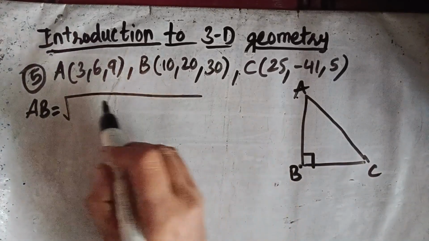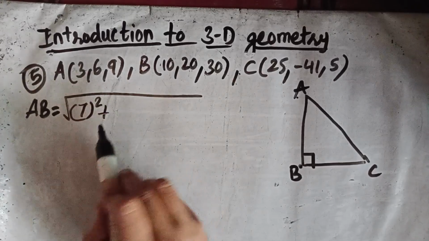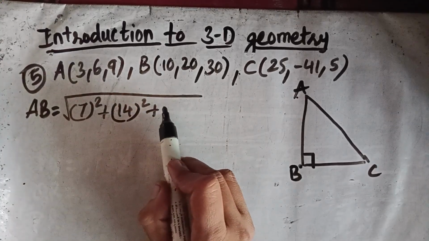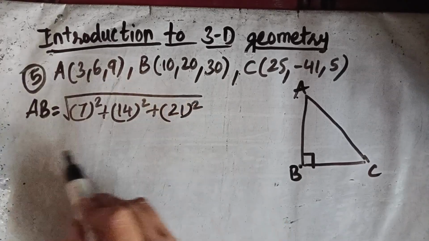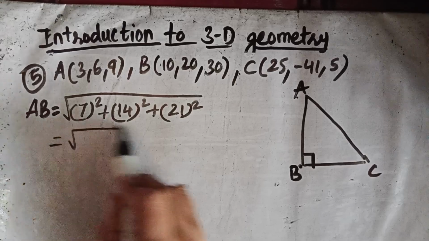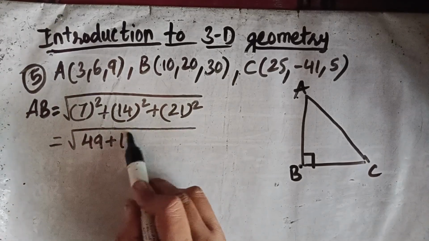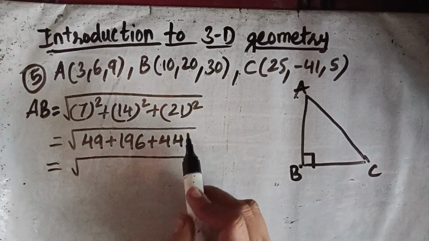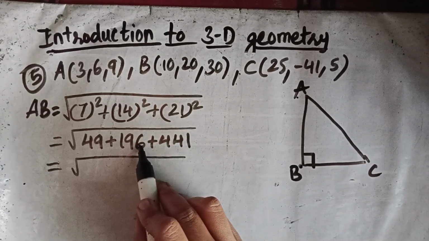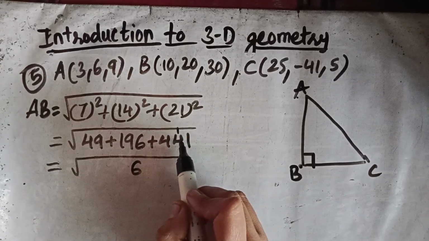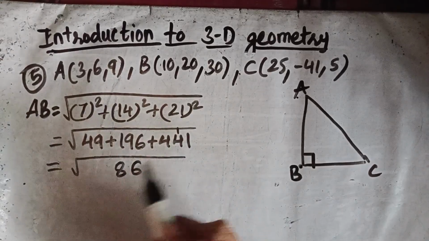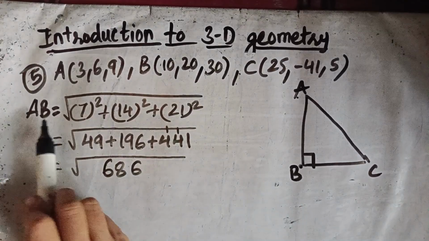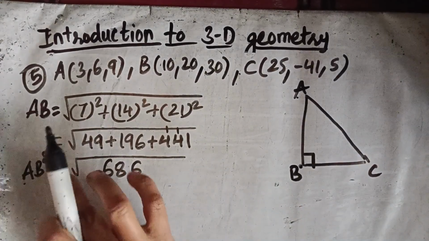AB: 7 square, 14 square, 30 minus 9, 21 square. That gives 686. We need AB square, so I'll take the root to that side. So AB square is 686.